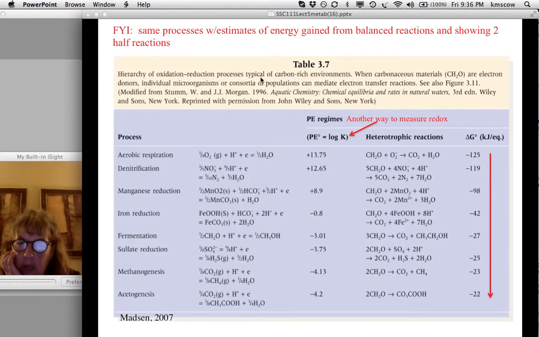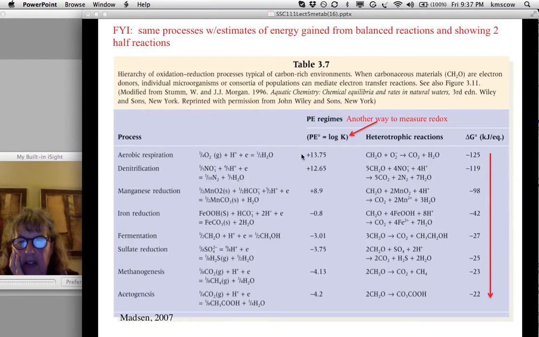Okay, so here's the same kind of thing being shown, but here I'm also giving you the delta G. So an estimated delta G for these different kinds of half reactions, and we don't need to spend a whole lot of time on it. Here are those equations again.